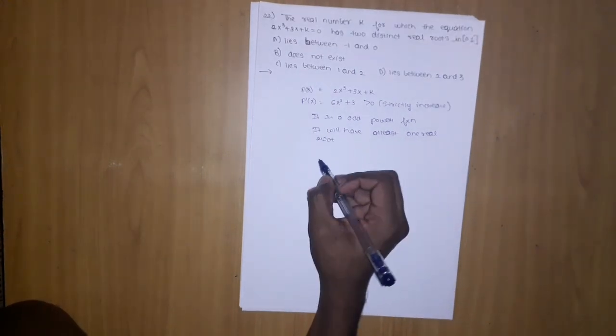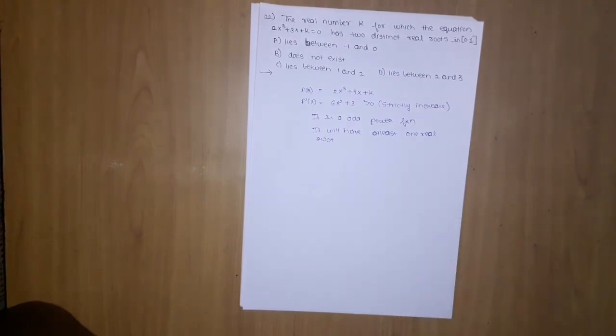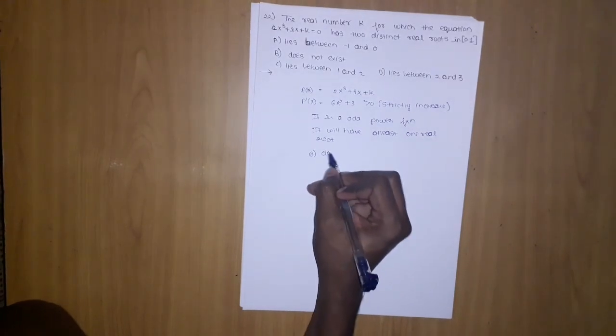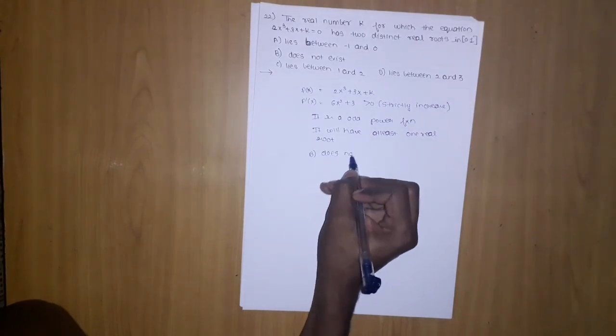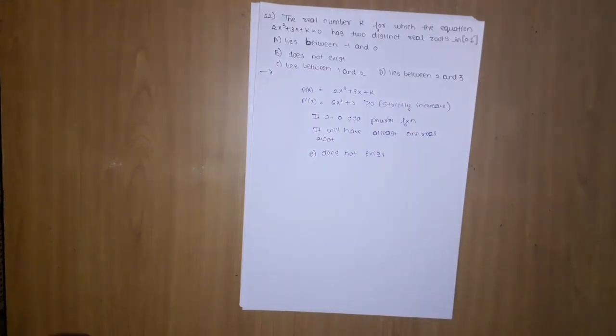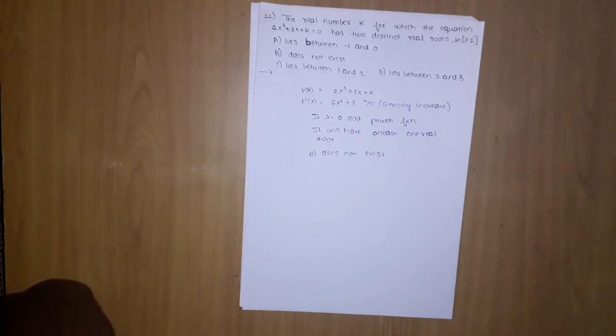So it will have only one root. But if you have read the question properly, it asks for two real distinct roots, and we know that it has only one root, as it is always increasing. So B is the answer, which says does not exist. Okay, guys, so they can give you such problems. You need to be careful and alert while attempting this problem.